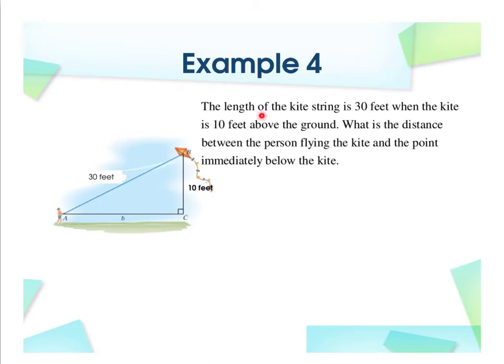The length of a kite string is 30 feet when the kite is 10 feet above the ground. So this length is 30 feet when this height is 10 feet. So notice that the kite string, depending on the wind, this might be reduced. What is the distance between the person flying the kite and the point immediately below the kite? So we're looking for B. Here, this is just the Pythagorean theorem. So we have 10 squared plus B squared equals C squared.